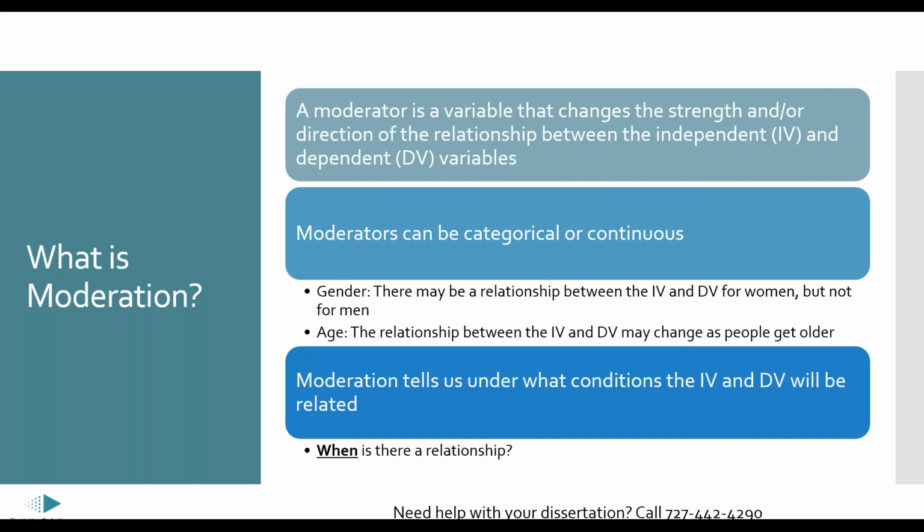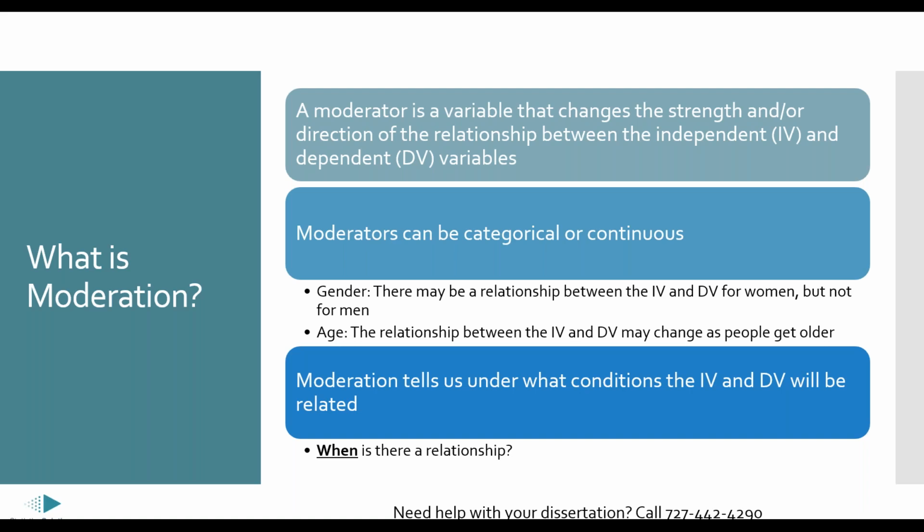Okay, so first let's talk about moderation. So what is moderation? A moderator is a variable that changes the strength or the direction of a relationship between an independent and a dependent variable. So in other words, a moderator is a third variable that influences the nature of the relationship between the independent variable and the dependent variable.